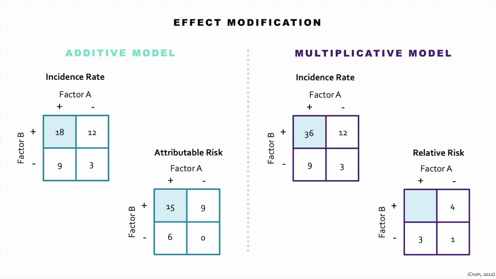So in this case, if we multiply the risk of factor A by the background risk and the risk of factor B by the background risk and multiply them together, we get an expected risk when both factors are combined of 12. When we assess for interaction on the additive scale, we're looking at the attributable risk, and when we assess for interaction on the multiplicative scale, we're looking at relative risk.